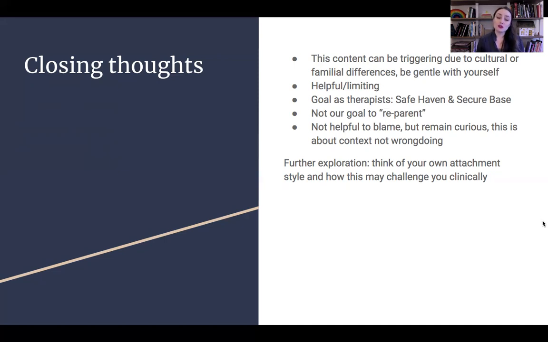So for some further exploration, I'm sure you're already thinking about your attachment style and your caregivers. I would encourage you to imagine how this may challenge you clinically. It's important for us as we enter into working with our clients on this stuff that we have a good understanding of who we are, that will allow us to authentically enter into these conversations.